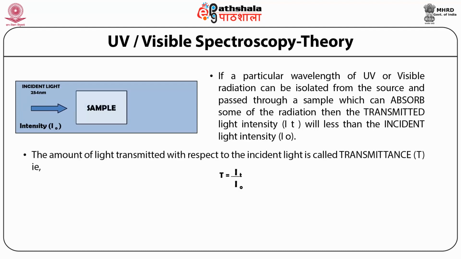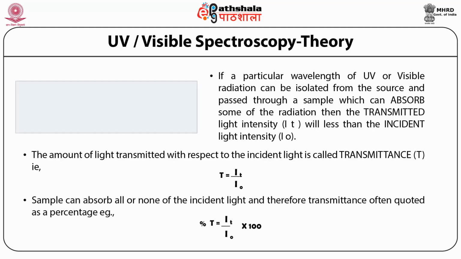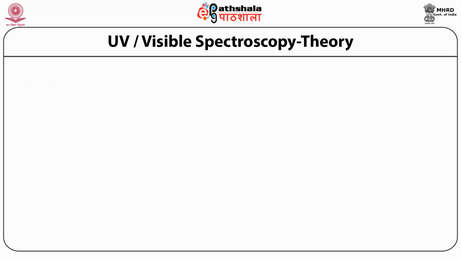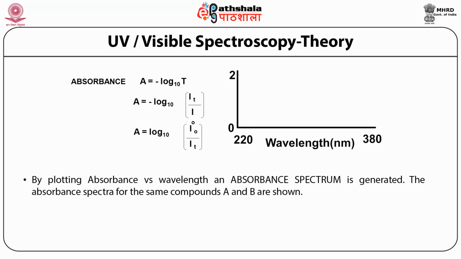The amount of light transmitted with respect to the incident light is called transmittance T, and this can be written as T equals IT by I0. A sample can absorb all or none of the incident light, and therefore transmittance is often quoted as a percentage. So percentage transmittance is equal to IT by I0 into 100. By plotting the absorbance versus wavelength, an absorbance spectrum is generated.